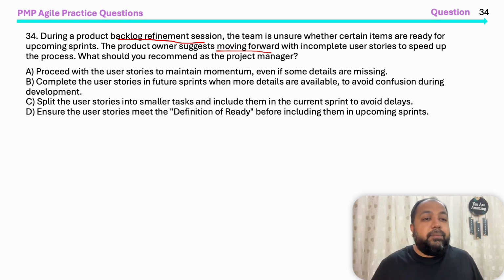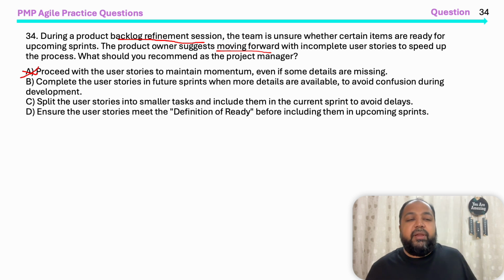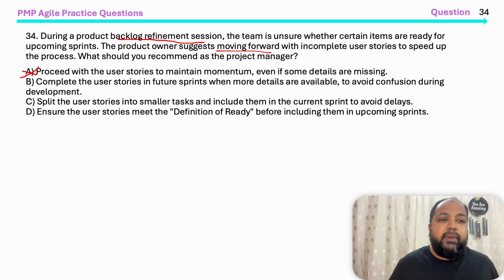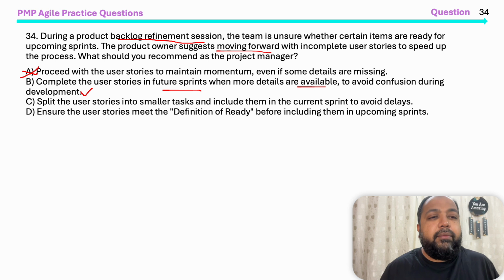Proceed with the user stories to maintain momentum, even if something is missing. No, don't do that. We don't want to give half-baked products to the customers. Complete the user story in future sprints when more details are available to avoid confusion during the development. Okay, this is good. Complete in the future sprints when more details are available. A better option compared to the earlier one.